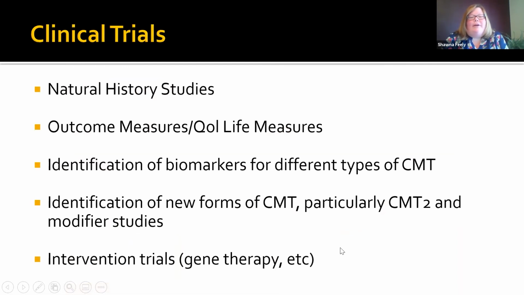At our sites, we are doing a variety of different studies. A lot of those are getting ready for clinical trials, so what we call clinical trial readiness. Those are natural history studies, developing outcome measures, developing or identifying biomarkers, and then identifying new forms of CMT, like we mentioned, all for the preparation of being ready for interventional trials.